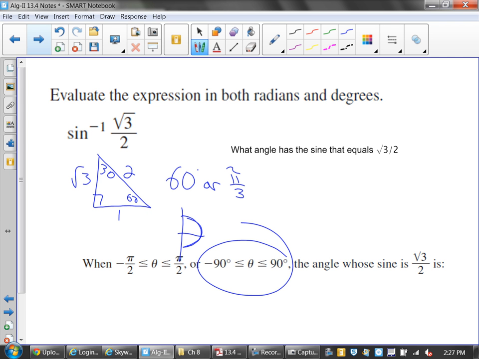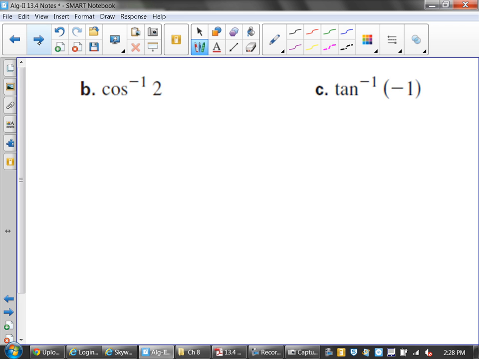Yeah, Morgan? So basically all you want us to do is draw a triangle and just. It's the easiest way to do this. Okay. Show you another one.